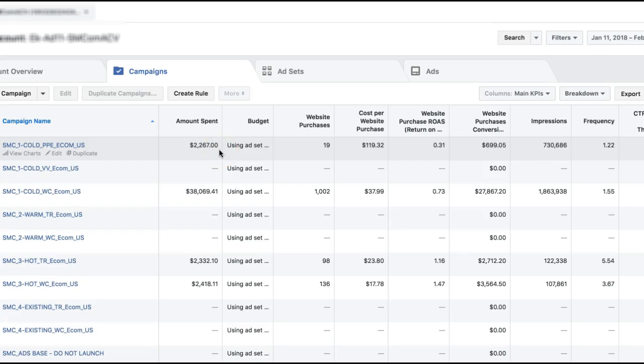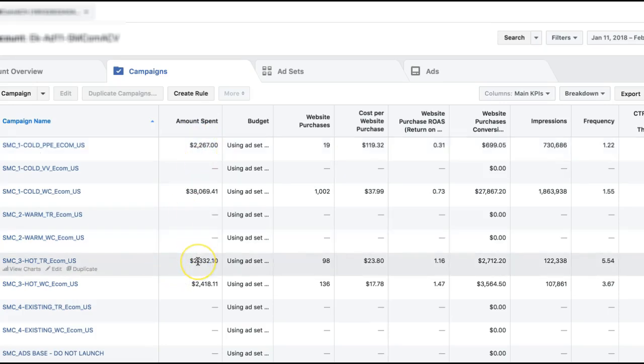It really depends on where you are with growth and where you are with testing. If your growth is fairly stable, then your testing might fluctuate between 5 and 10%. If you're scaling, then it may drop down. But in this example, we've got 5% here. And here for retargeting, we have about 10, 11% going into retargeting.